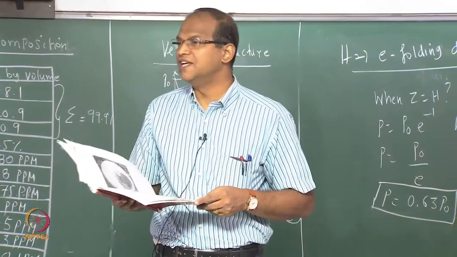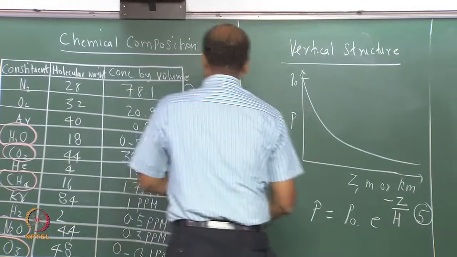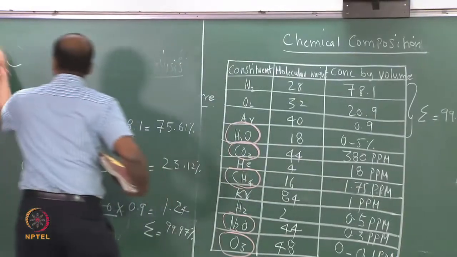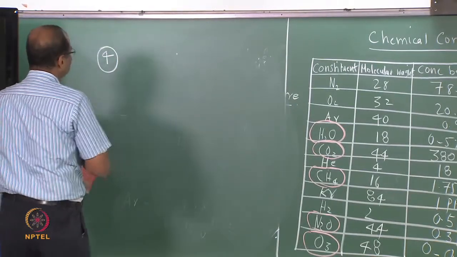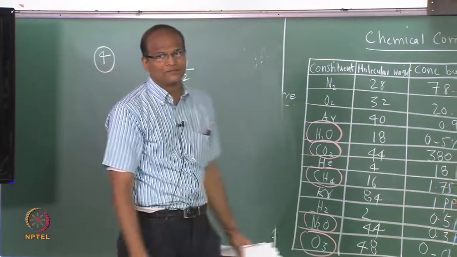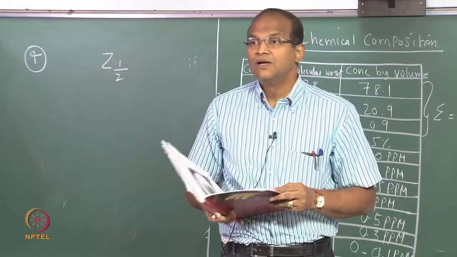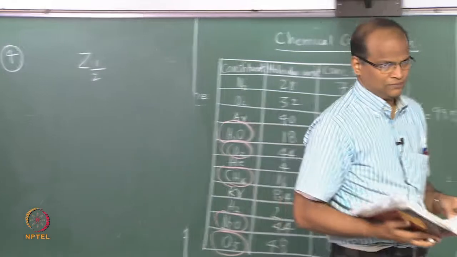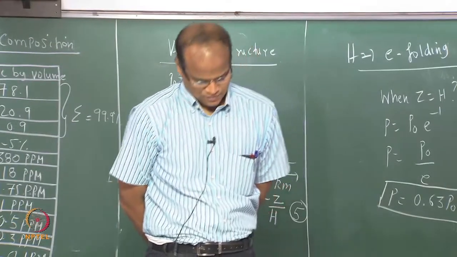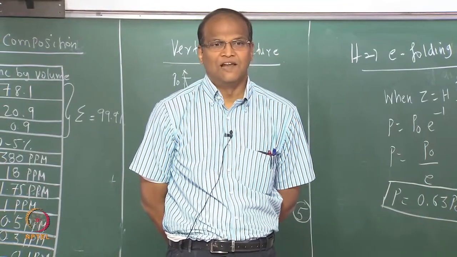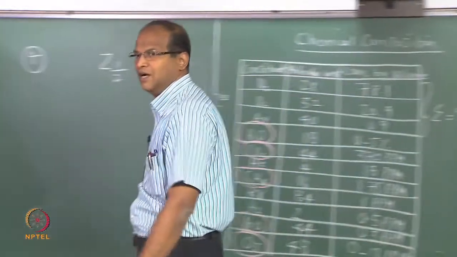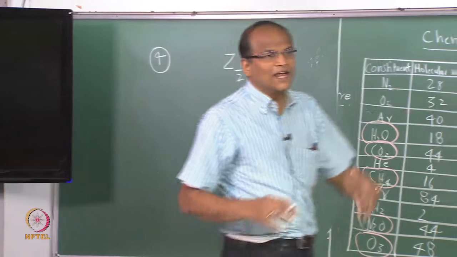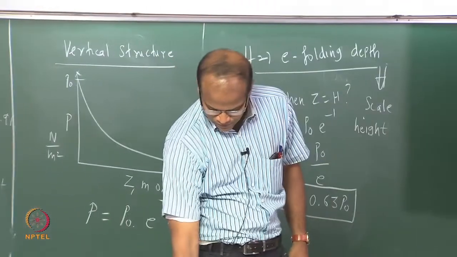At approximately what height above sea level, which I call z half, does half of the mass of the atmosphere lie above and half lie below? At what height z half does half of the mass of the atmosphere lie above and below it, correct?